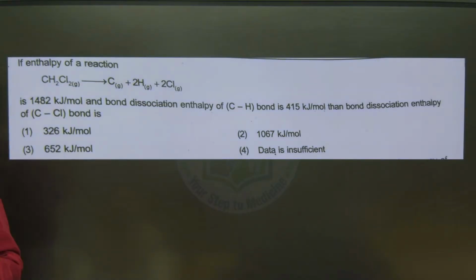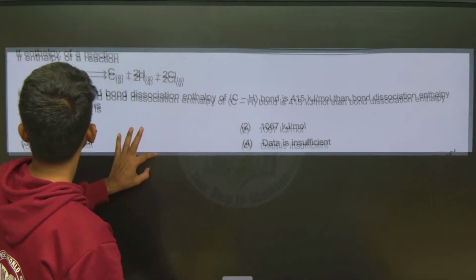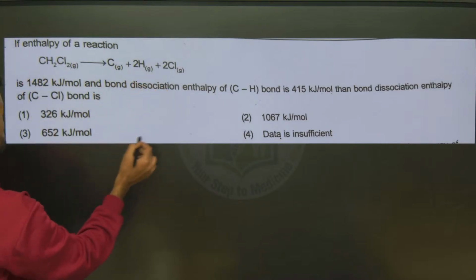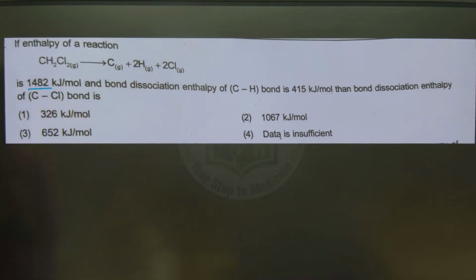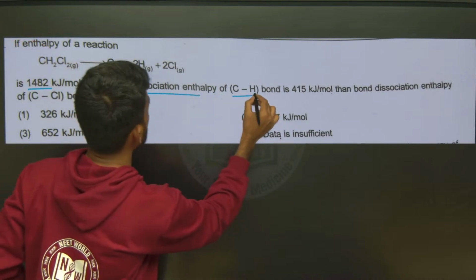Just read the question once. The enthalpy of a reaction is given as 1482 kJ per mole. The dissociation enthalpy of the CH bond is given. So tell me for this. If the enthalpy of the reaction is given, it means during the process this much energy is released, or whatever the enthalpy change is, this much. Now they are asking, the bond enthalpy of CH is also given.